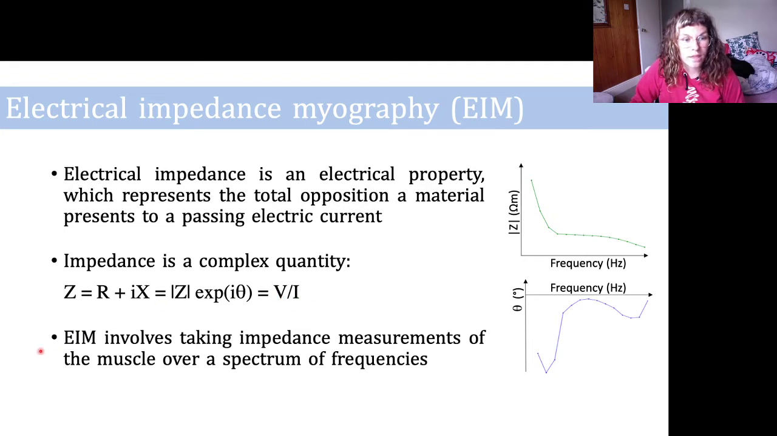So then the process of EIM just involves taking these impedance measurements of the diseased muscle over a number of different frequencies of AC current. This then outputs a spectrum of values as shown in these example plots here of the impedance magnitude against frequency and the impedance phase against frequency.